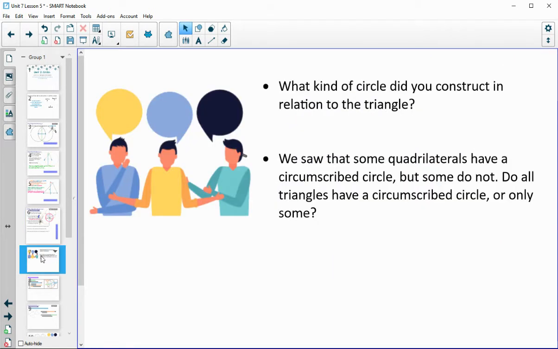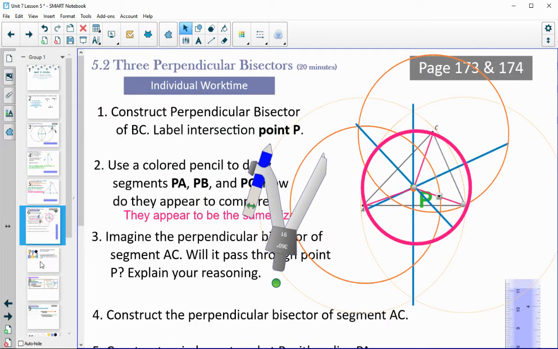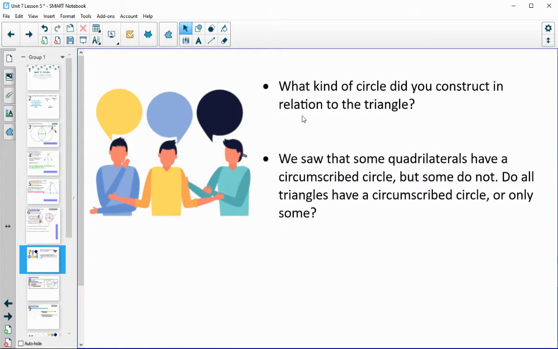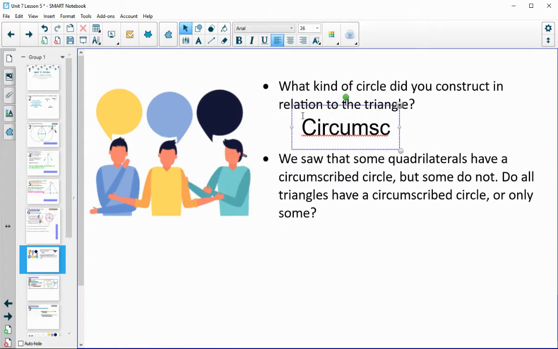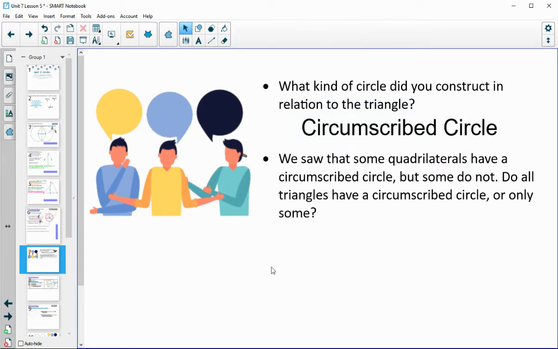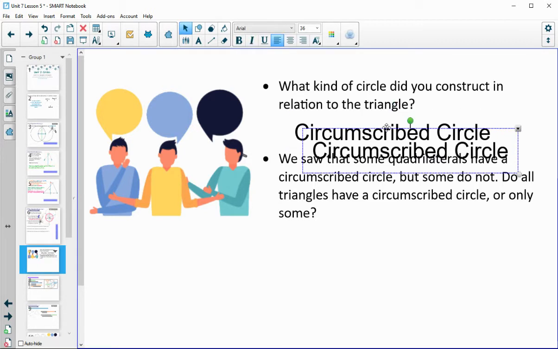So what kind of circle is that called that we just constructed around our triangle? Remember what that's called? That's called a circumscribed circle, since it goes around the triangle and hits every vertex. So we saw some quadrilaterals that have circumscribed circles, but some don't. Do all triangles have a circumscribed circle, or only some? And the answer to that will be every triangle will. So all triangles.